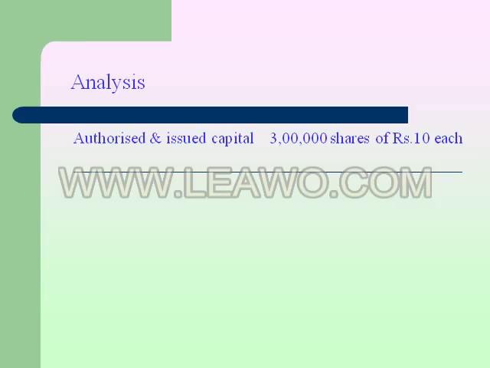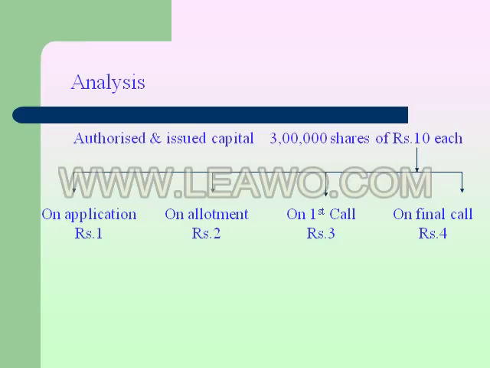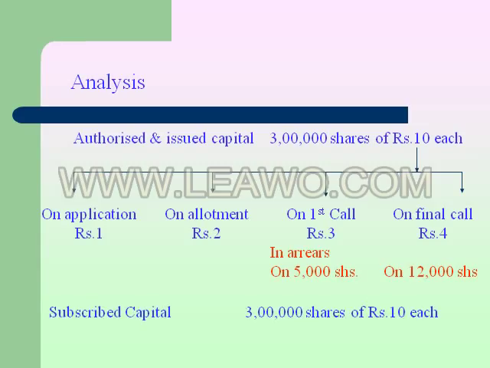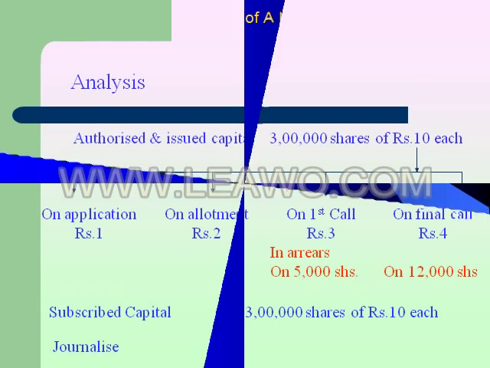It is given in the problem that the authorized and issued share capital is 3 lakh shares of 10 rupees each. These 10 rupees are collected in the following manner. On application rupee 1, on allotment rupees 2, on first call rupees 3, and on final call rupees 4. First call money is in arrears for 5,000 shares and the final call money is in arrears for 12,000 shares. Subscribed share capital is 3 lakh shares of rupee 10 each. We have been asked to give journal entries.